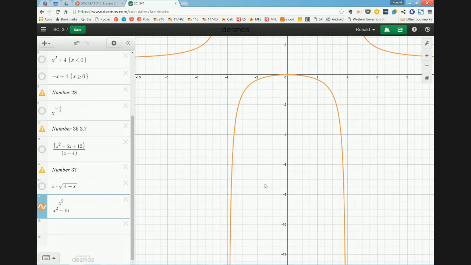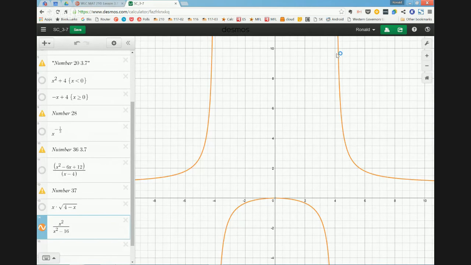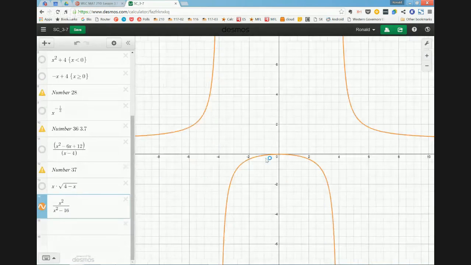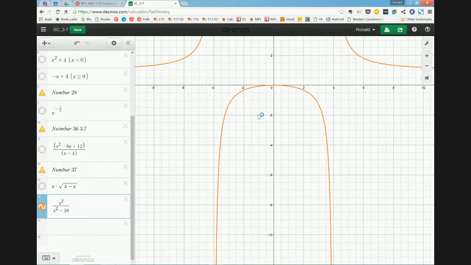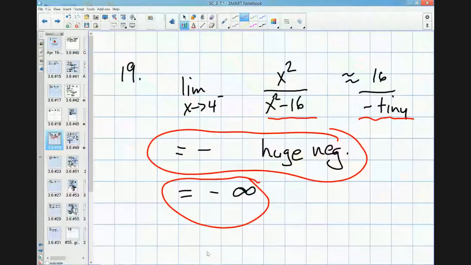So as you approach 4 from the left, by the way, if we were approaching 4 from the right, then we'd be coming up here and we'd be way up on the top, approaching positive infinity. So be real careful about the limit as you're approaching. Here, from the left, we're going to be way, way down, and it makes sense that our answer should be negative infinity for that limit. Okay, that's number 19. I'll keep my eyes open to see if there are any follow-ups on number 19.